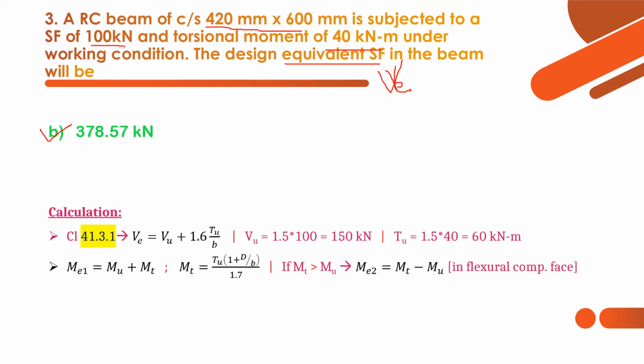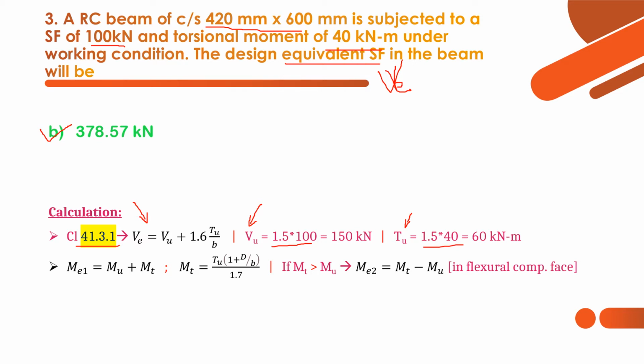This is as per clause number 41.3.1. You can refer to this also in IS 456. So the equivalent shear force can be found as VE is equal to Vu plus 1.6 Tu by b. So what is Vu? Factored shear force, so 1.5 times 100. What is Tu? Factored torsional moment. That is nothing but 1.5 into 40.